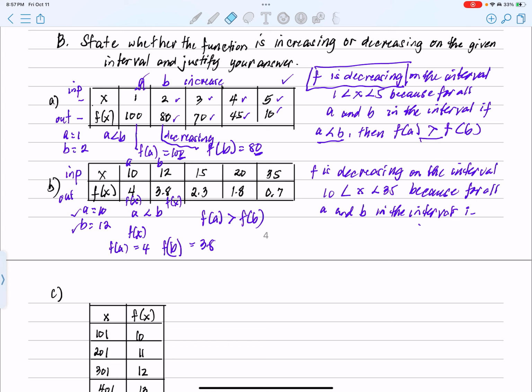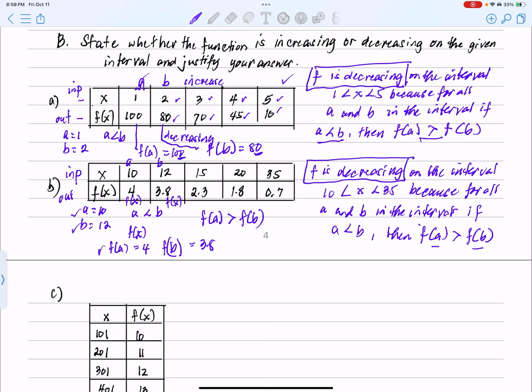Okay, in the interval, for all A and B in the interval, if A is less than B, then look at the function of A, which is 4, and the function of B is 3.8. That means 4 is greater than 3.8. So the function of A is greater than the function of B. So that means our function here is decreasing.